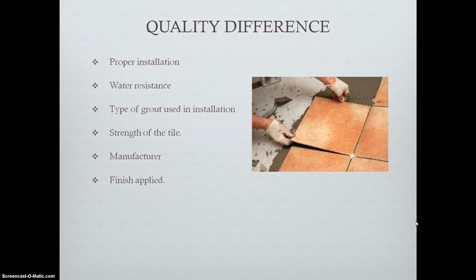Semi-vitreous absorbs between 3% to 7% of its body weight in water. They are suited for indoor use only and considered to be non-frost resistant. Vitreous absorbs between 0.5% to 3% of its body weight in water. They are suitable for both interior and exterior applications and considered to be frost resistant. Impervious absorbs between 0 to 0.5% of its body weight, which makes it the strongest tile.